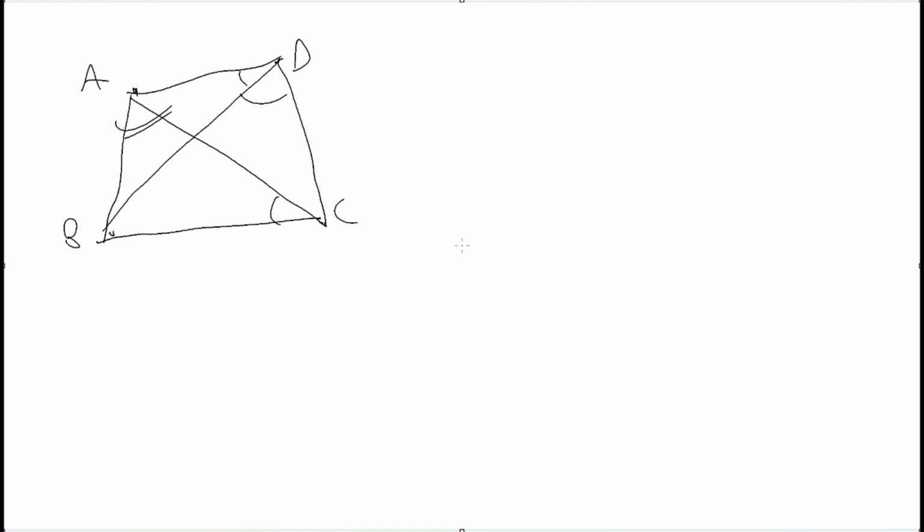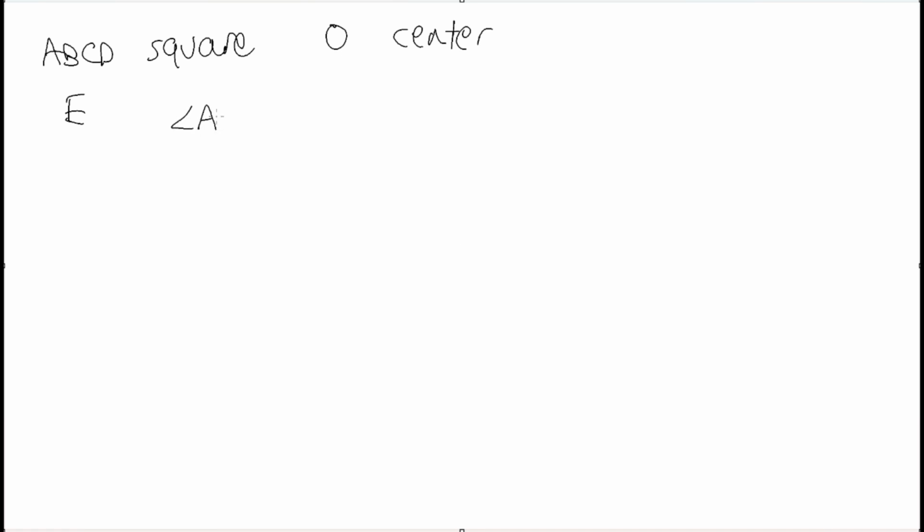So with that said, let's take a look at our first example. So the example goes as follows. Let ABCD be a square, and let O be the center of it. Suppose that E is outside of the square such that angle AEB is equal to 90 degrees. What is the measure of angle AEO?